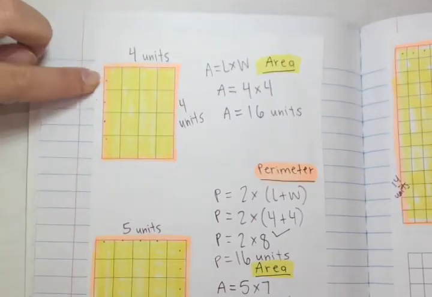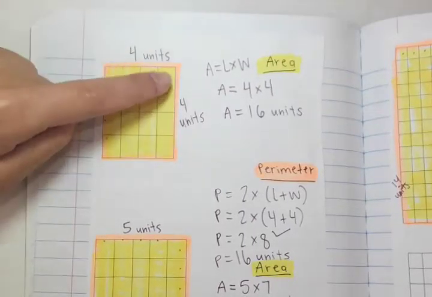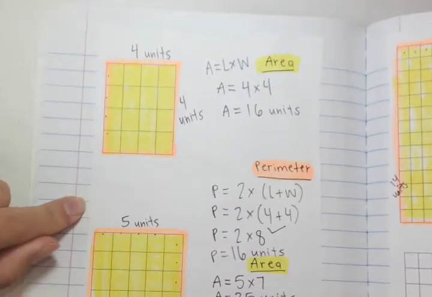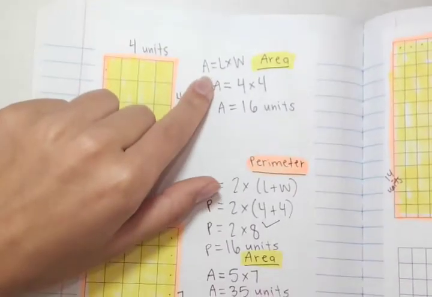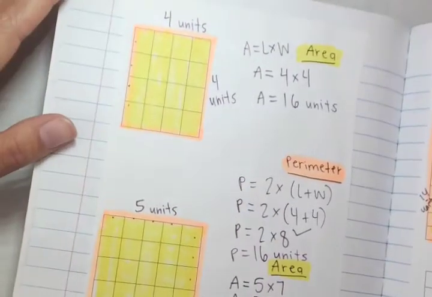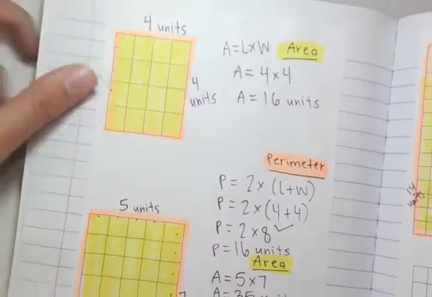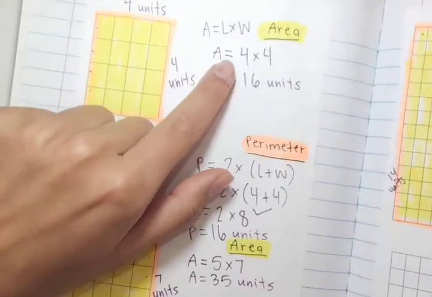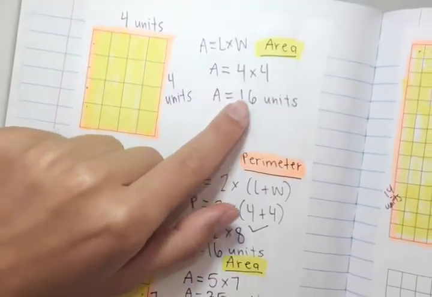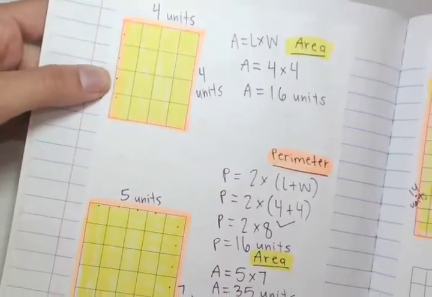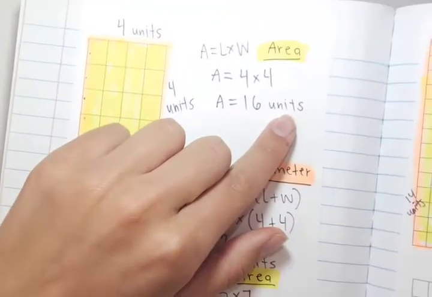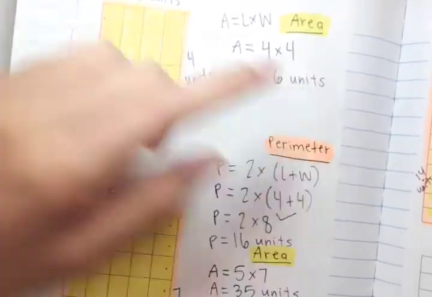So we said that we have 4 units across and 4 units down. That's what we wrote along the side. In order to find area, the formula that we have is area equals length times width. Okay? So we have our length, we have our width. They're both 4. Okay? So area equals 4 times 4. Okay? So area equals 16 units. There it is. Remember, we write units if we don't know if it's centimeters, inches, or feet. Since we don't know, we're just going to write units.